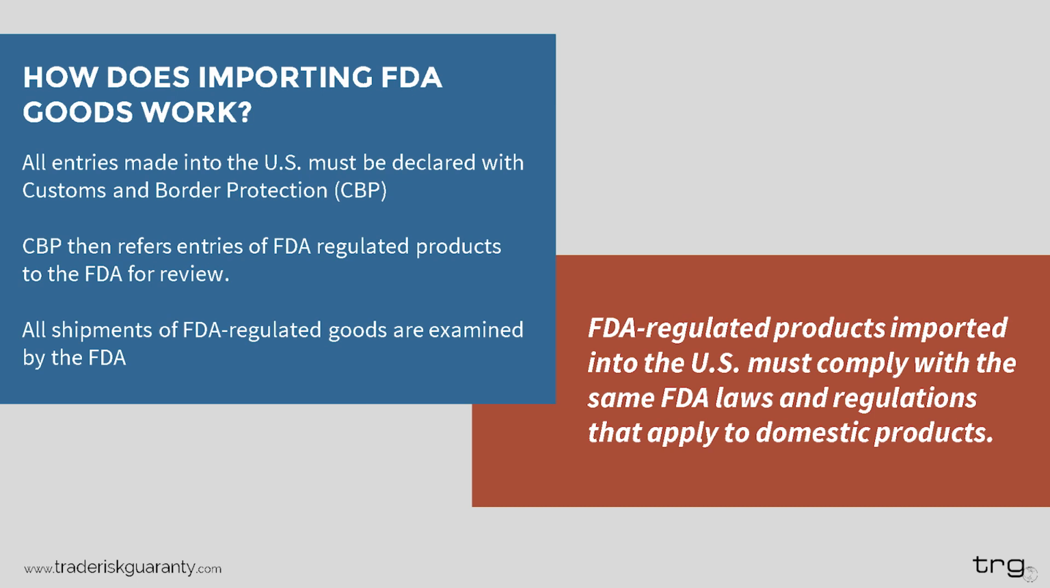All shipments of FDA regulated products are examined by the FDA. When under review, the FDA is ensuring that all FDA regulated products imported into the US comply with the same FDA laws and regulations that apply to domestic products. This is an important distinction. The FDA is ensuring that all products under its jurisdiction are held to the same standard once they have entered the US.